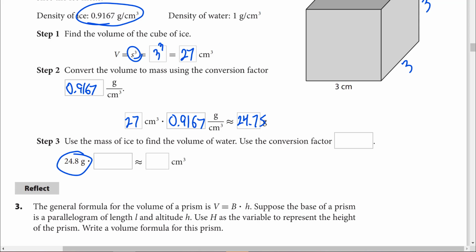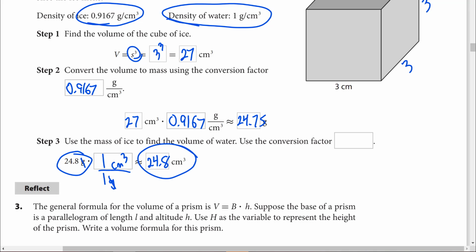Our conversion factor for water: once that ice is melted, how many cubic centimeters of water do I have? Well, I've got 1 gram per cubic centimeter. Other way around: 1 cubic centimeter over 1 gram. So grams cancel out. 24.8 times 1 is just 24.8. So the key new piece here is that volume equation. Then we just brought in a little conversions.